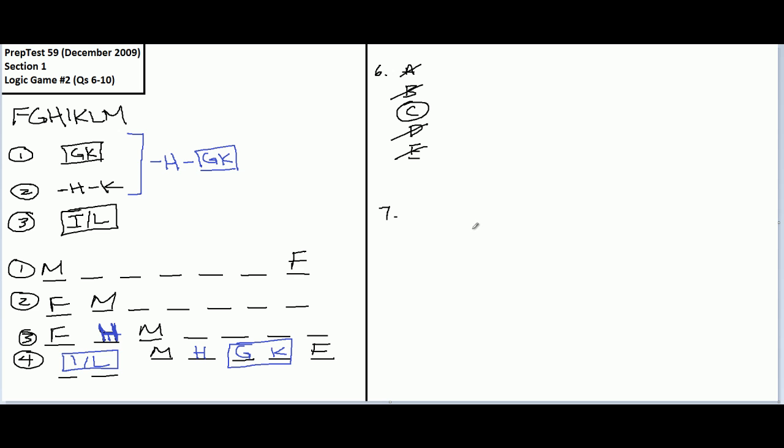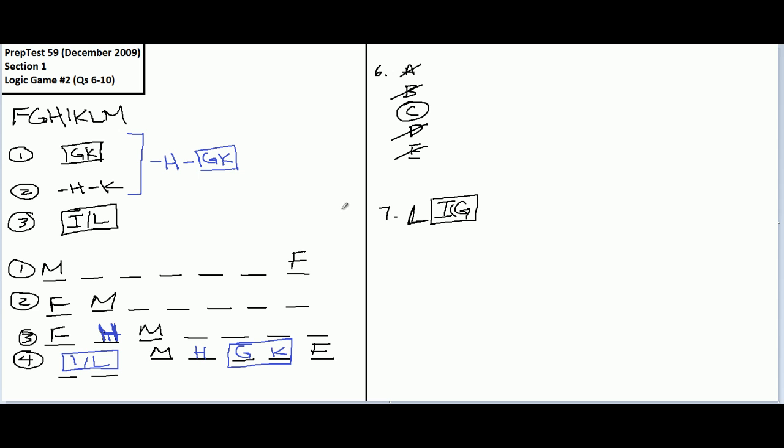7 tells us that I is immediately before G, so now we have this. I is immediately before G. Which of the following could be true? Well, we have to examine what they're really looking for here. So I is before G. We have a rule for I. What is the rule for I? The rule for I is that it must be right next to L. So if I is next to G and G is on the right side, then what must be here? Well, L must be here.